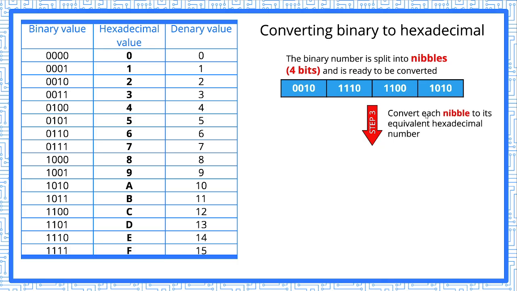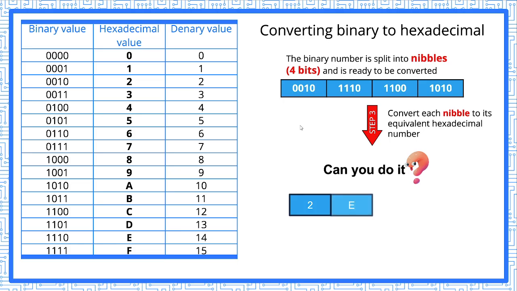So now step 3, convert each nibble to its equivalent hexadecimal number. The first one would be the leftmost one. Let's see what it gives us. So now 0010, let's have a look. 0010 is the number 2. Then 1110 is the E, or 14, and we don't want 14 because we'd have 214, then 214 and 15. It will be too much. So now we know it's an E, it's 14, it's an E. And then we go again and look for 1100.